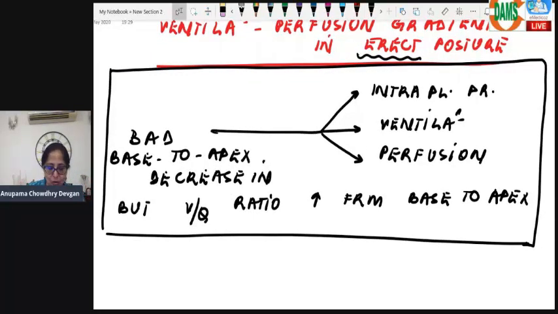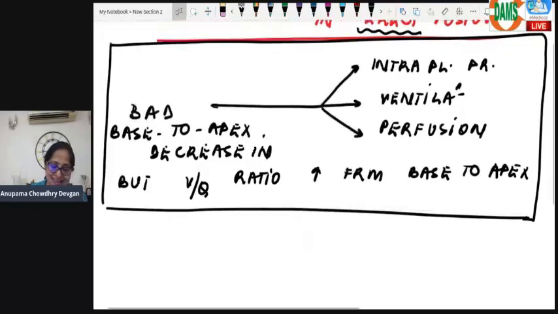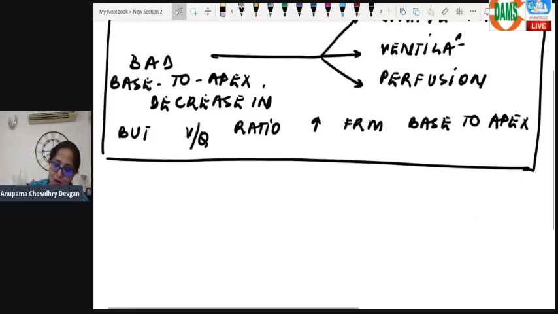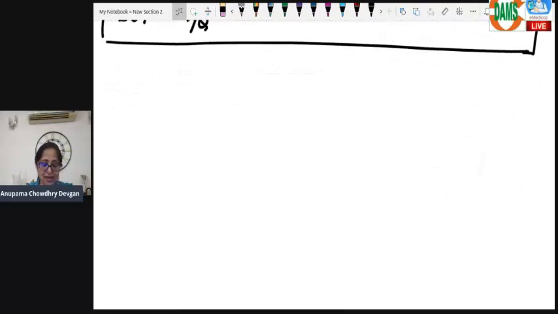Chandu, base to apex decrease in: B is base, A is apex, D is decrease. Base to apex decrease in. Yes? All right.